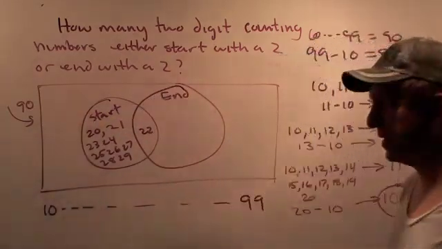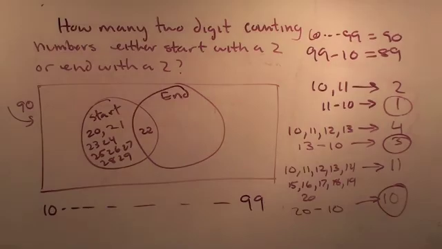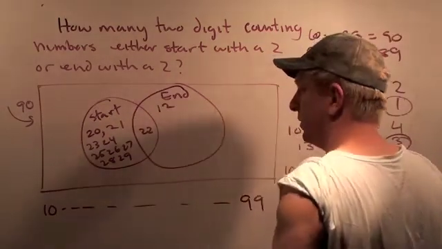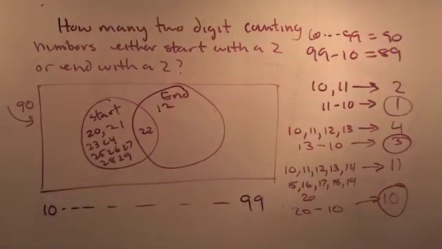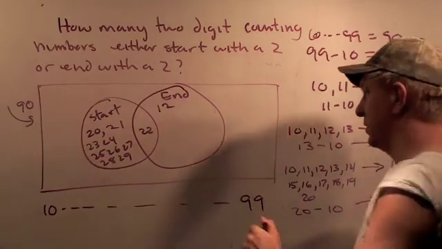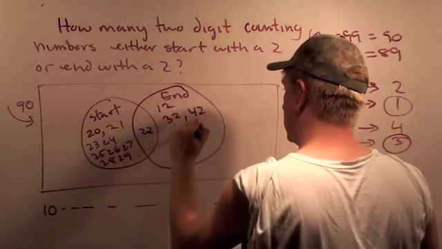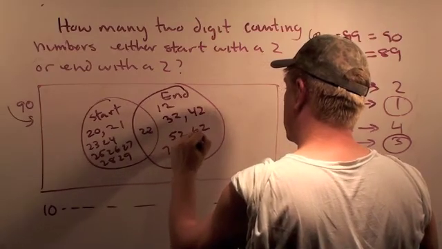Now here's my other circle, ends with a 2. What's the first counting number that ends with a 2? 12. What's the next one that ends with a 2? 22. What's the next one? 32, 42, 52, 62, 72, 82, and 92.